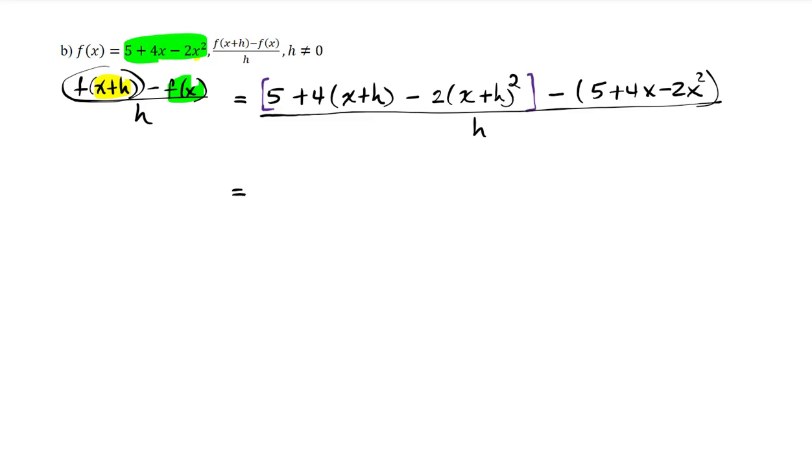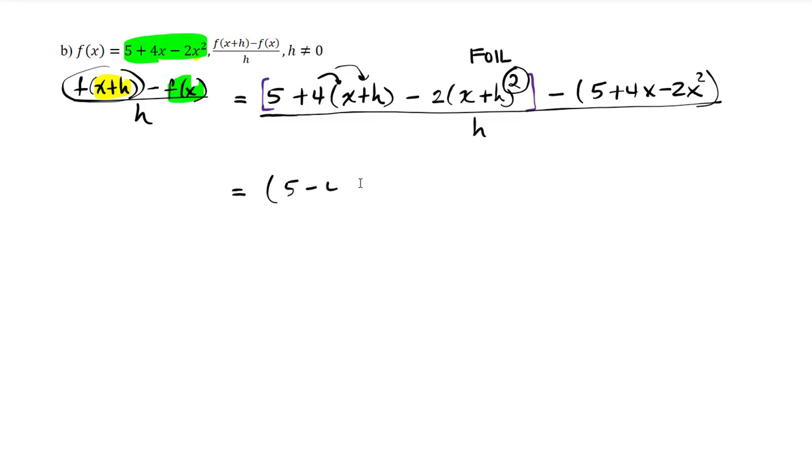Within the brackets, we have multiplication, the quantity x plus h times 4, and we have a squared here. So based on the order of operations, we're going to square the quantity x plus h out. One way to do that is to FOIL. And then once we FOIL, we can distribute the negative 2 through, since exponent comes before multiplication. So our next step is to evaluate this expression.